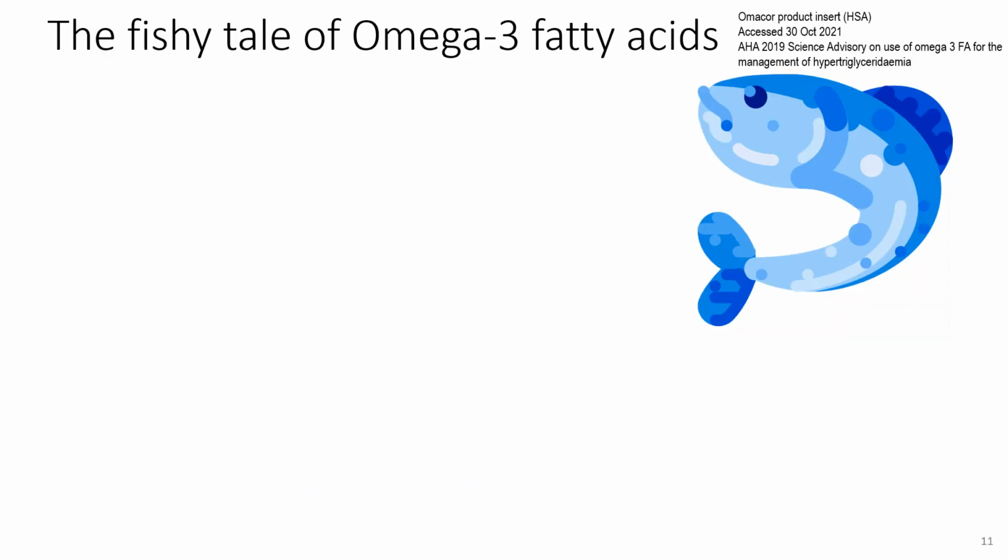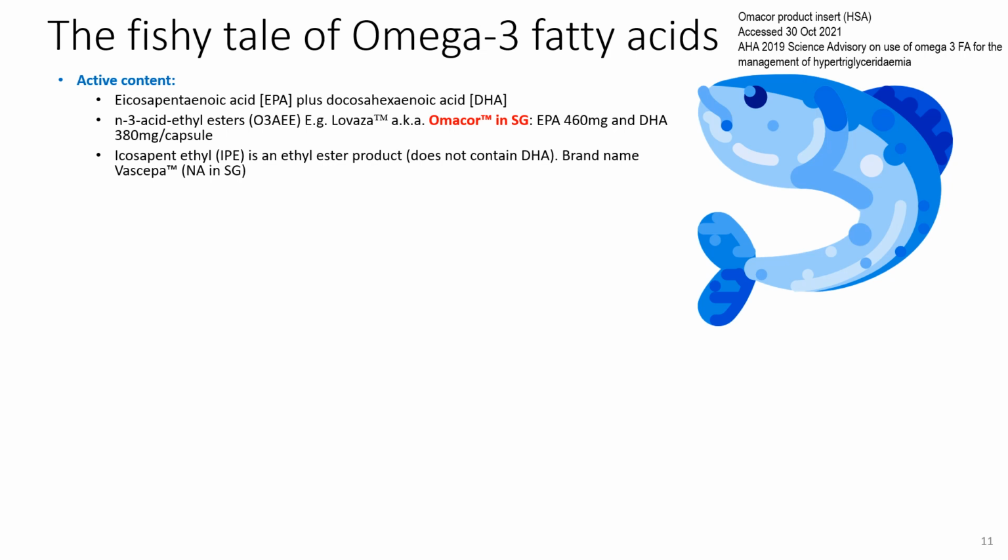That segues nicely into the fishy tale of omega-3 fatty acid. The active content of these preparations usually has eicosapentaenoic acid, EPA, plus or minus docosahexaenoic acid, DHA. You will commonly see it written in the literature as N3 acid ethyl esters, or O3-AEE. The only preparation available in Singapore is Omacor, and it contains EPA at 460 milligrams and DHA at 380 milligrams per capsule. The other preparation is icosapent ethyl, or IPE. It's an ethyl ester product of EPA but does not contain DHA. The brand name is Vascepa, but this is thankfully not available in Singapore, and therefore you don't really need to know it so well.